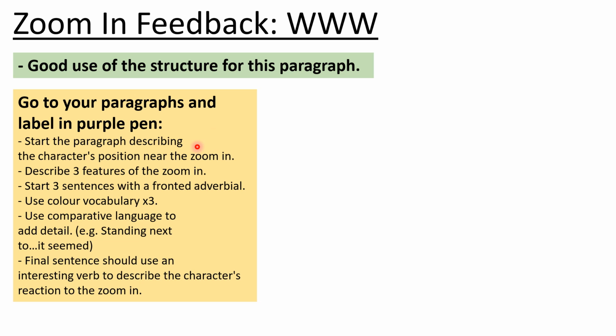We always begin by describing the character's position near the zoom in, which is one of the main items in the scene. We describe 3 features of that zoom in detail. We use 3 fronted adverbials, 3 colour vocabularies. We use this sentence here to add detail. And then the final sentence is going to introduce our character by describing their reaction to the zoom in. And that's going to lead us on nicely to our character paragraph.